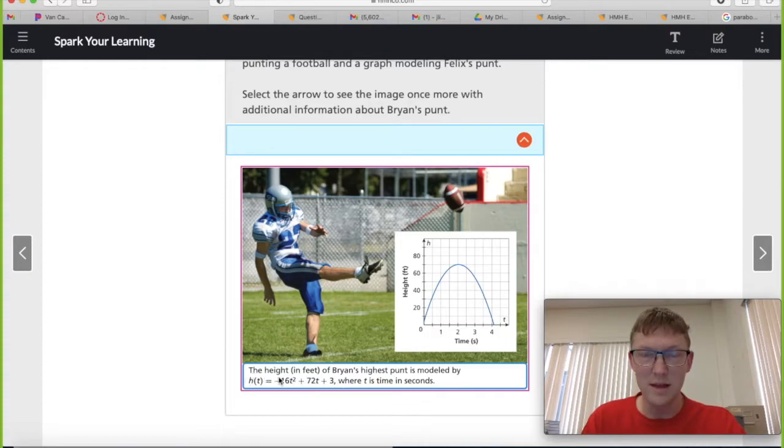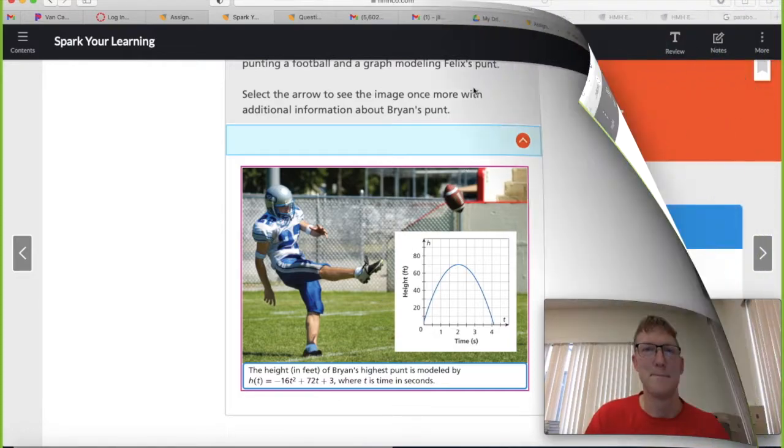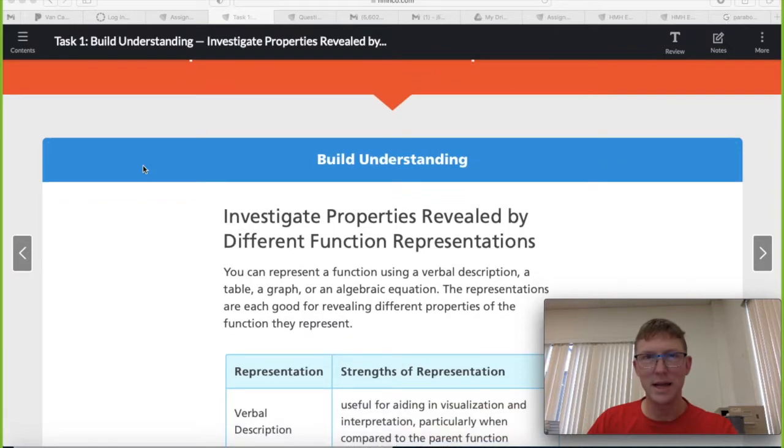So using these two different pieces of information, we need to compare the two to figure out which one has the maximum height, or the higher height. Let's go. All right, let's get started.